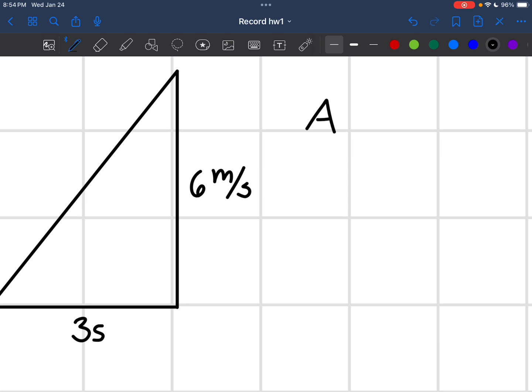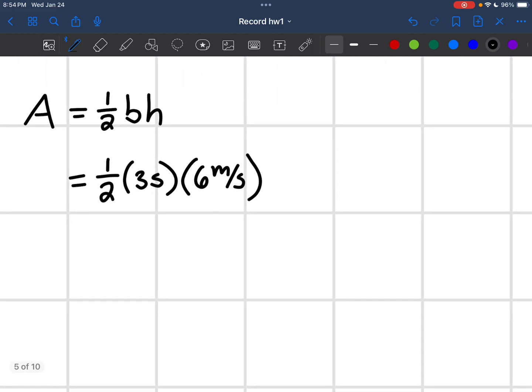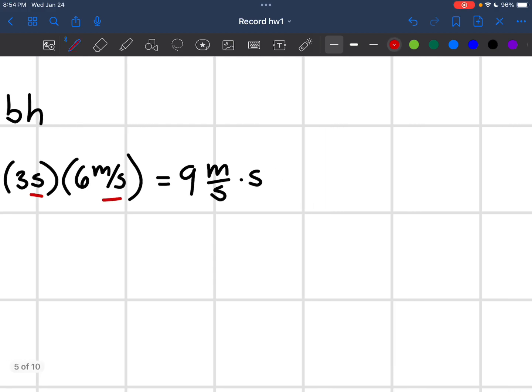And I know that the area of a triangle is 1/2 base times height. So all I have to do, I'm plugging in my numbers again. 1/2, my base is 3 seconds, and my height was 6 meters per second. So I'm going to start by multiplying the numbers, and then I'll multiply my units. So it'll be 6 divided by 2 is 3. 3 times 3 is going to be 9. And then it'll leave me with meters per second times seconds, because I have my units to deal with.